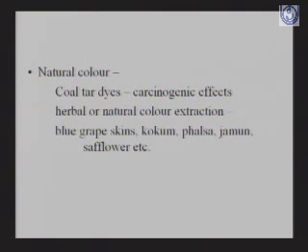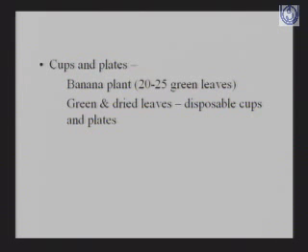The blue grape skins, kokum, falsa, jamun, safflower: these skins can be extracted in a solvent and the color is extracted. A liquid color or powder color is prepared, and that natural color can be used in order to accentuate the values and cosmetic effects of food products, giving them beautiful colors.